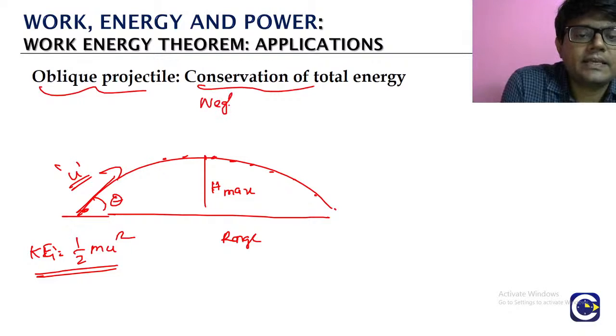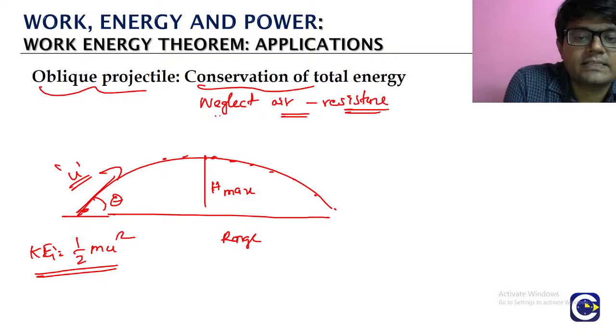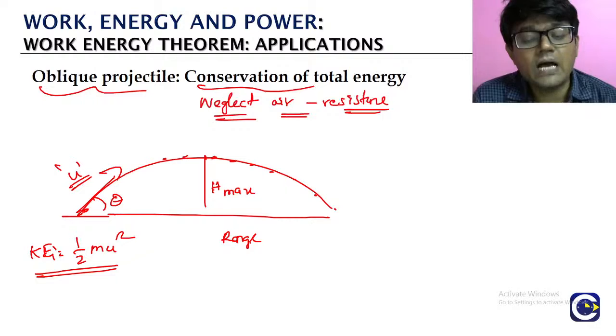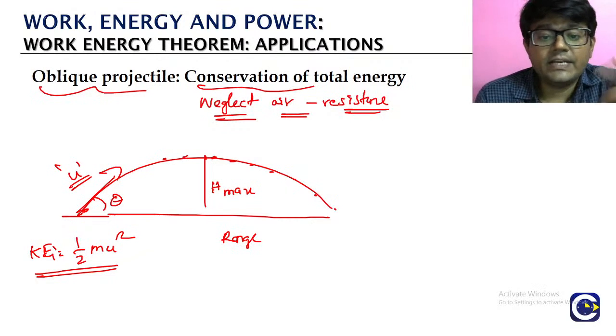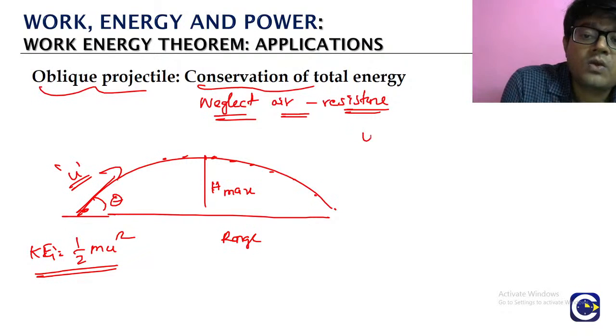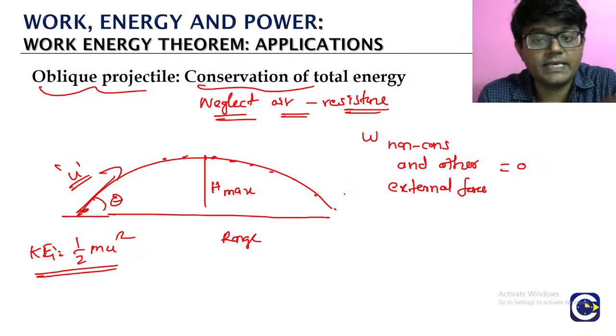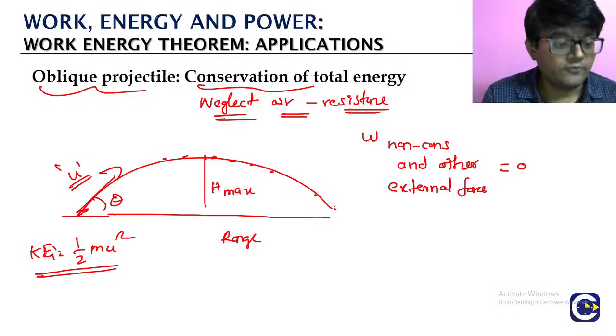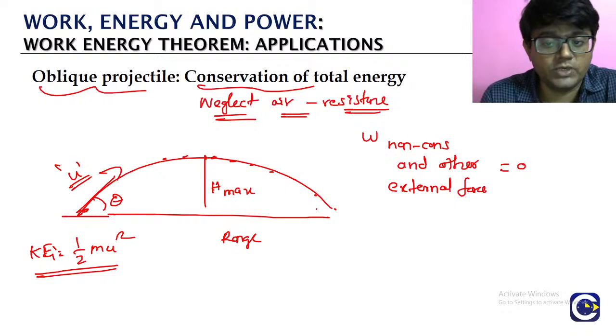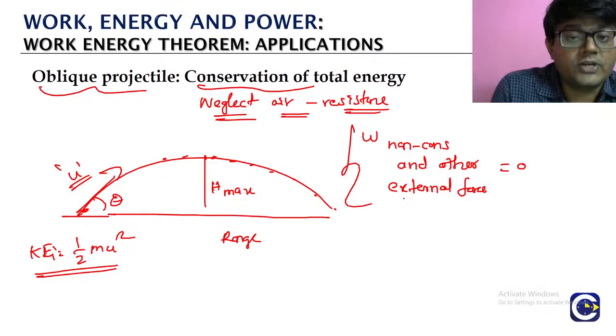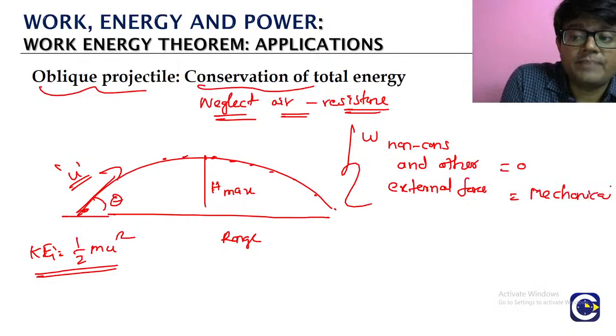If you neglect air resistance, then we should have conservation of the total mechanical energy. Because apart from the gravitational force there is no other force, the work done by the non-conservative forces and other external forces is 0. Apart from gravity there is no other force, neglecting air resistance. After firing, it is moving under gravity only. So if the work done by non-conservative forces and other external forces is 0, that gives us the conservation of mechanical energy.